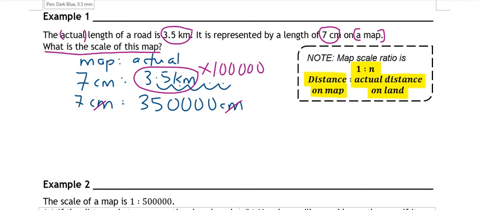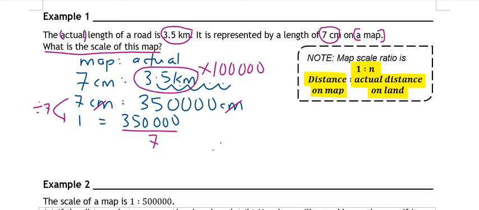So how do you make 7 into 1? So here, to make 7 to 1 equivalent ratio, you have to divide both quantities by 7. So 1 here is 350,000 divided by 7, right? So therefore, your scale of this map will be 1 is to 350,000 divided by 7 will be 50,000, right? So that's for the first one.